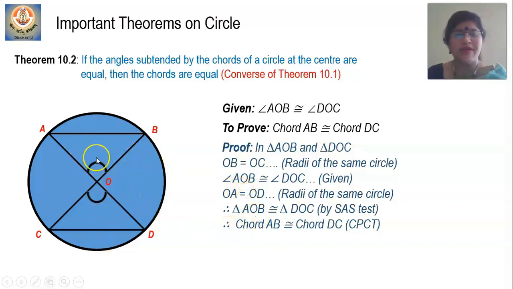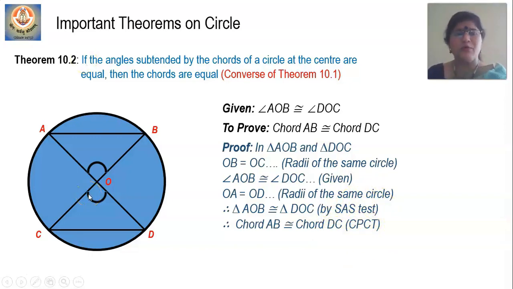And when the triangles are congruent by SAS test, the next step is to write down which are the corresponding parts. You choose the one that is required to be proved. So therefore, chord AB is congruent to chord DC because of corresponding parts of congruent triangles.